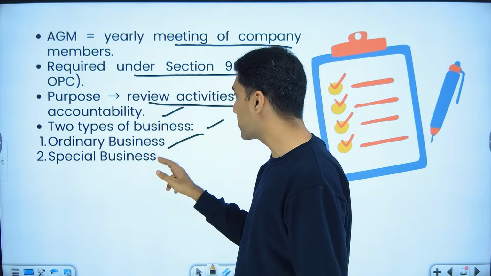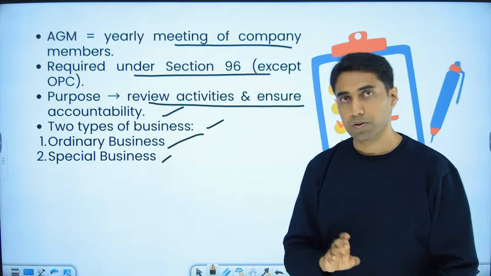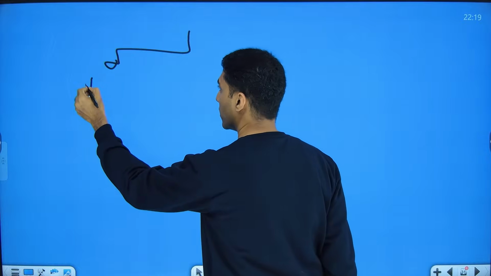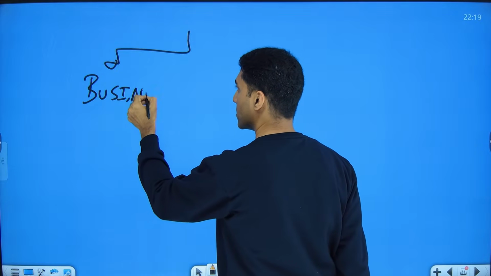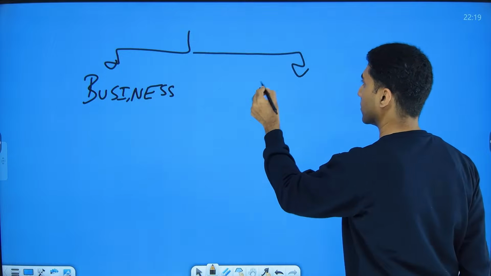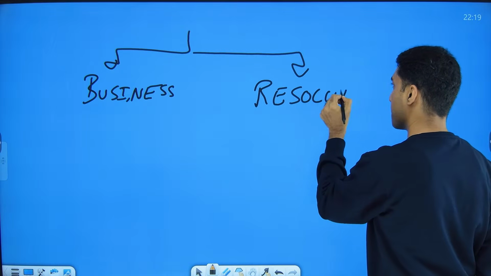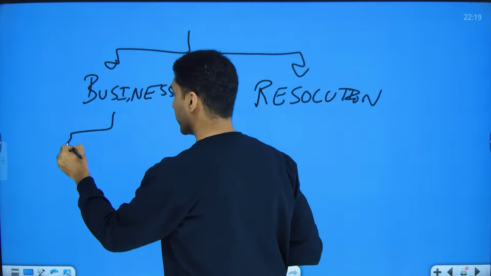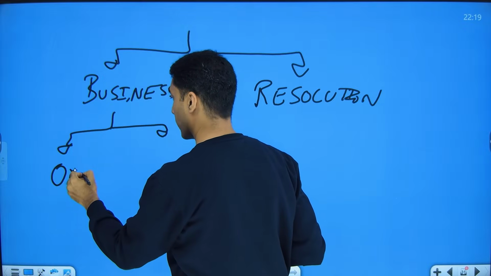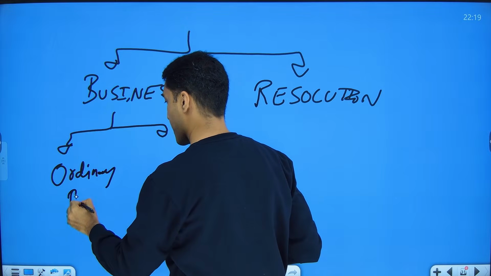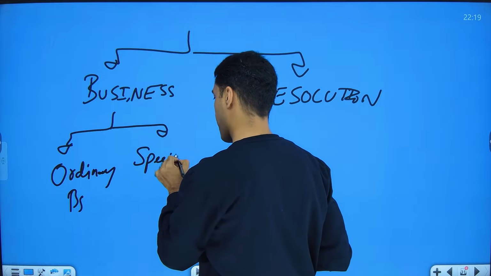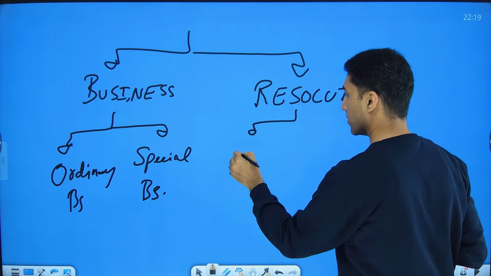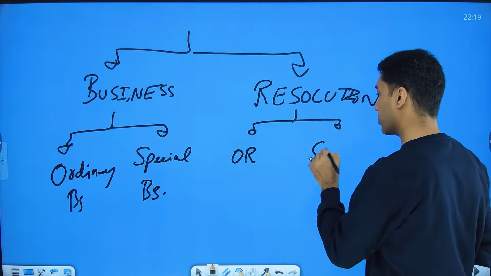Broadly speaking, there are two types of businesses in the meetings. One is your ordinary business, second is your special business. So let me just tell you, so that you don't get confused. A lot of people get confused between business and resolution. There is no connection. So in business we have ordinary business and special business. Then in resolution what do we have? Same, ordinary resolution and special resolution.